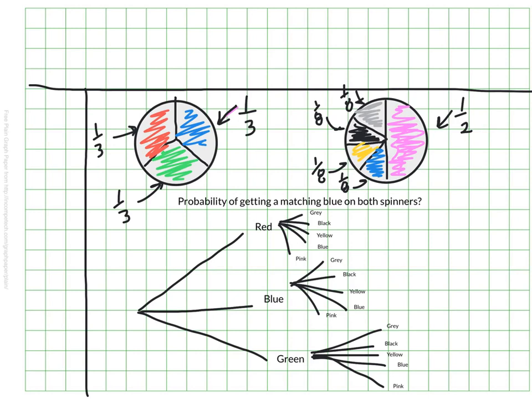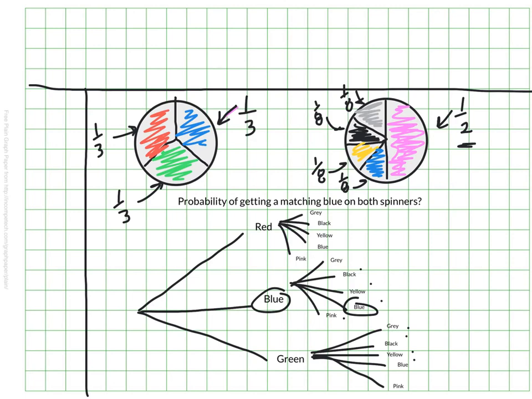So I have my tree here, and remember, I'm trying to get blue, blue. So what I'm looking for is this blue, blue combination. And you might be tempted to say, well, there's 1, 2, 3, 4, 5, 6, 7, 8, 9, 10, 11, 12, 13, 14, 15 outcomes. But of course, that doesn't take into account that some of this is more likely than others. You're far more likely to get pink on this turn than anything else.